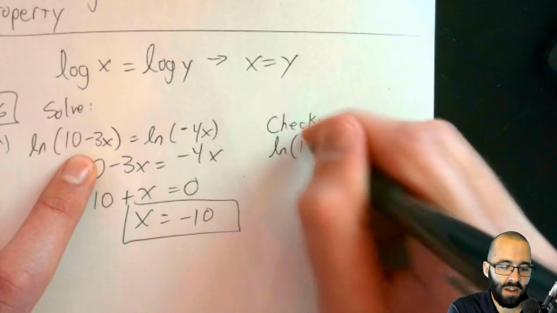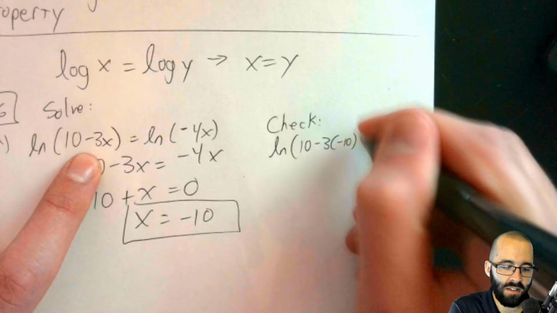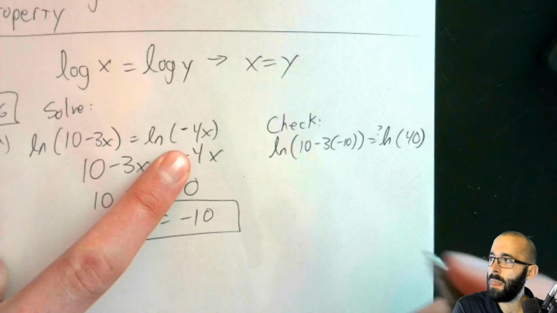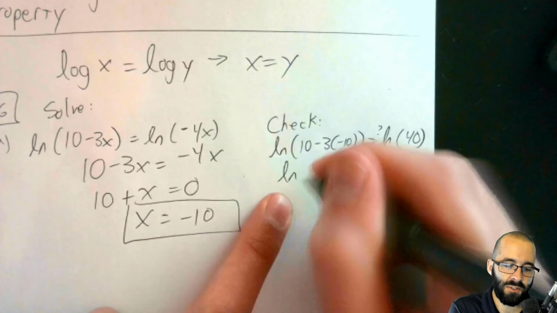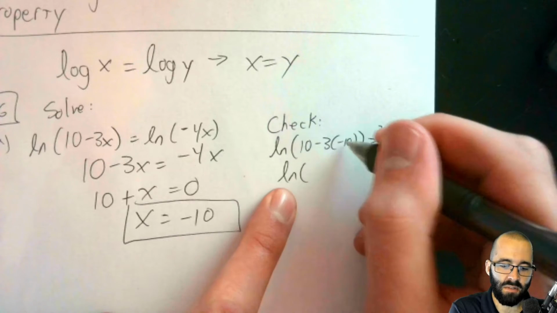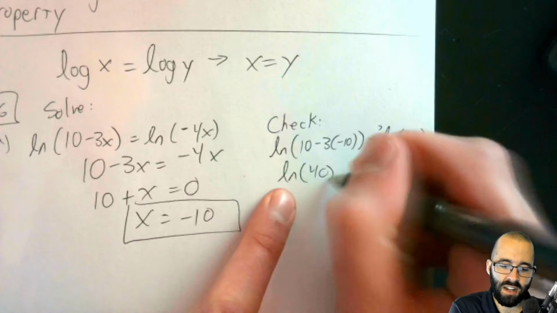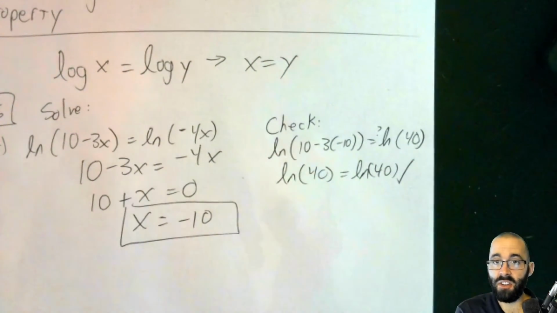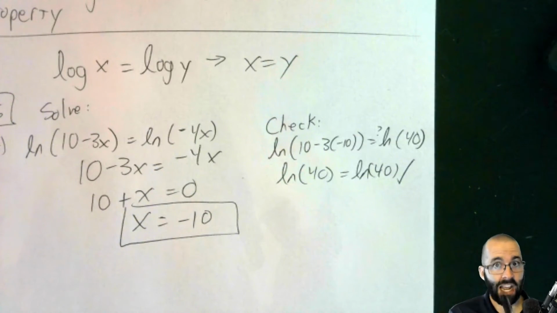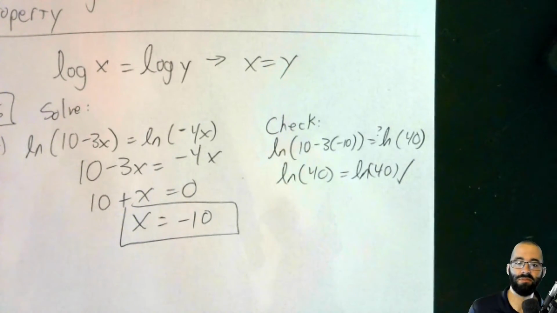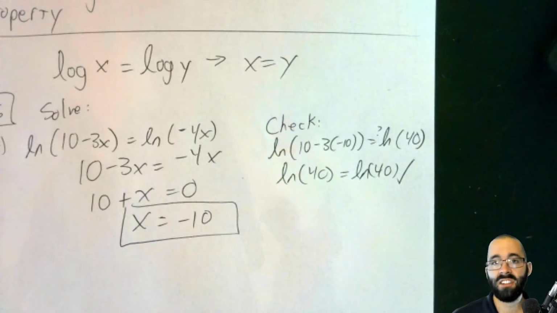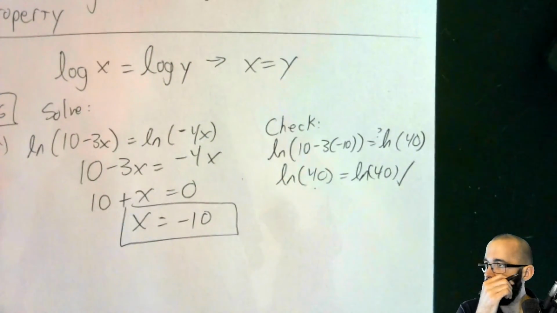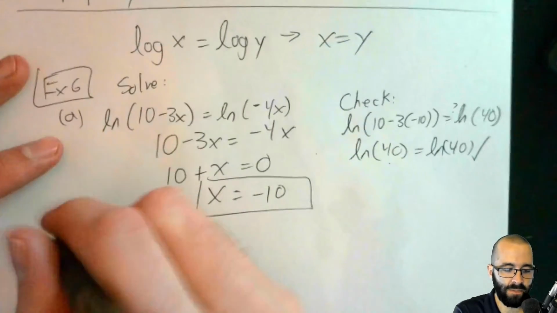Is the natural log of 10 minus 3 times negative 10 equal to the natural log of negative 4 times negative 10, which is positive 40? Well, the left-hand side is going to be the natural log of, this becomes negative 3 times negative 10 is plus 30. Is the natural log of 40? Well, I don't know what the natural log of 40 is, but I can tell you that whatever the natural log of 40 is, it's the natural log of 40. Okay, so we're good. And we are inside the domain. We don't have natural log of a negative number, only natural logs of positives here. So, excellent. We did it.